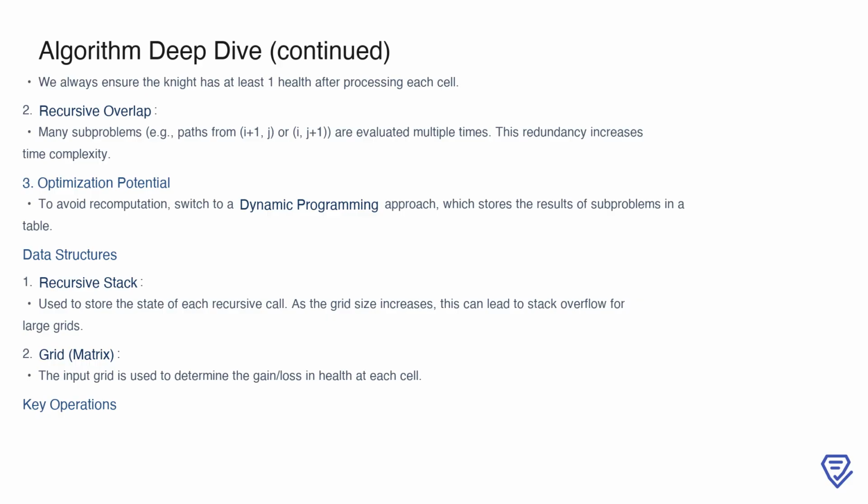To address this, we can optimize the solution by switching to a dynamic programming approach. Instead of recalculating the result for each subproblem, we store the results in a table and reuse them. This eliminates the need for repeated evaluations, greatly improving efficiency. In terms of data structures, a recursive stack is used to keep track of the state for each call. However, as the grid size grows, this can lead to stack overflow. Additionally, the input grid itself plays a crucial role, as it determines the health gain or loss at each cell. This forms the foundation for transitioning to a more efficient solution.